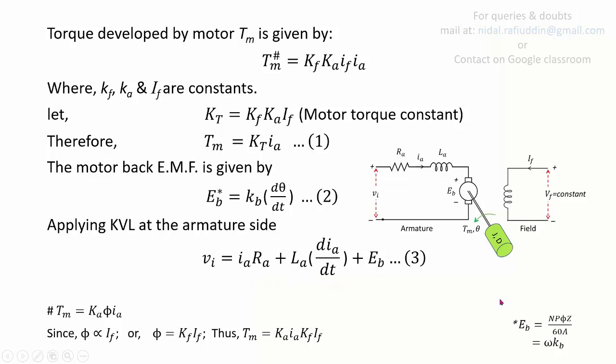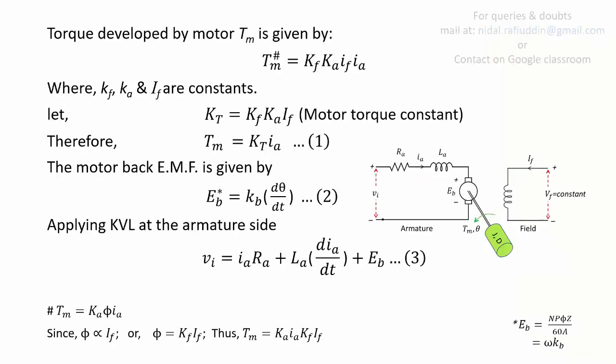So let's call this equation 3. We obtain this by applying KVL at the armature side of the schematics. Now if you look at the load side, this load has moment of inertia J, and the viscous force or viscous torque that is being exerted on the motor shaft is D, and now we draw the FBD of this load.